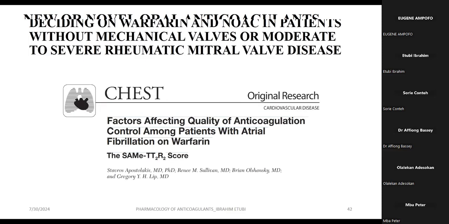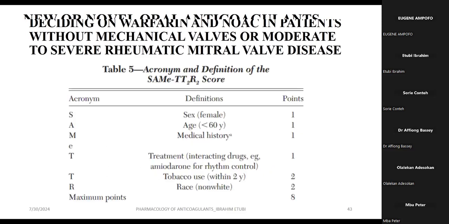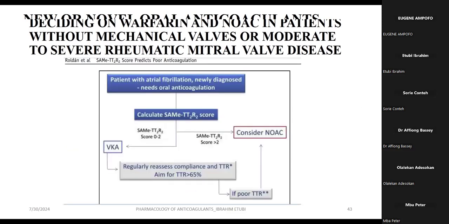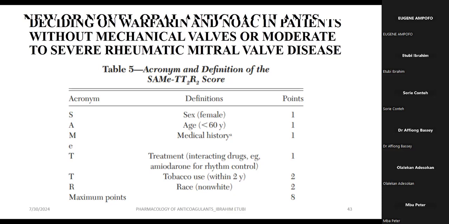Then another study was on deciding on warfarin versus the novel oral anticoagulants in patients without mechanical valves or moderate to severe rheumatic heart disease. To be able to do this, there's a score that we can use to decide which patient would actually need warfarin or which one would need the novel oral anticoagulants. Okay, and so it has a total score of 8. The first S is for sex. If it's female, you give a score of 1. Age less than 60, score of 1, and then based on the medical history as well, then the treatment.